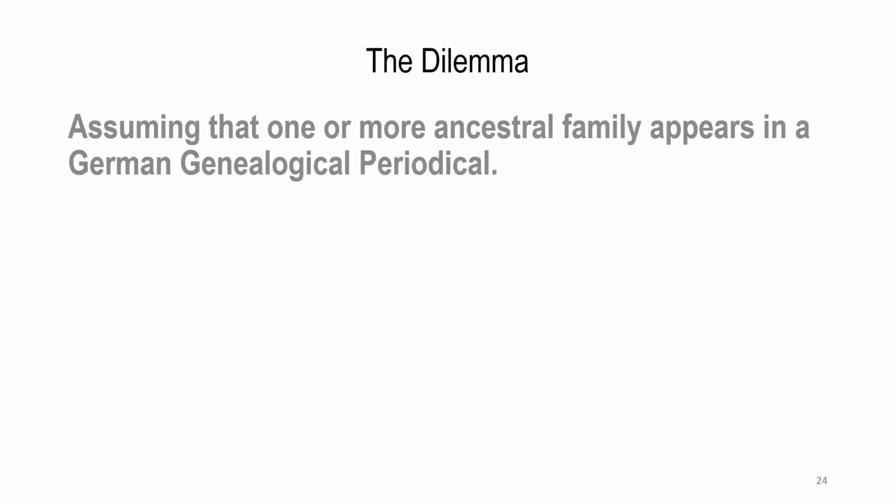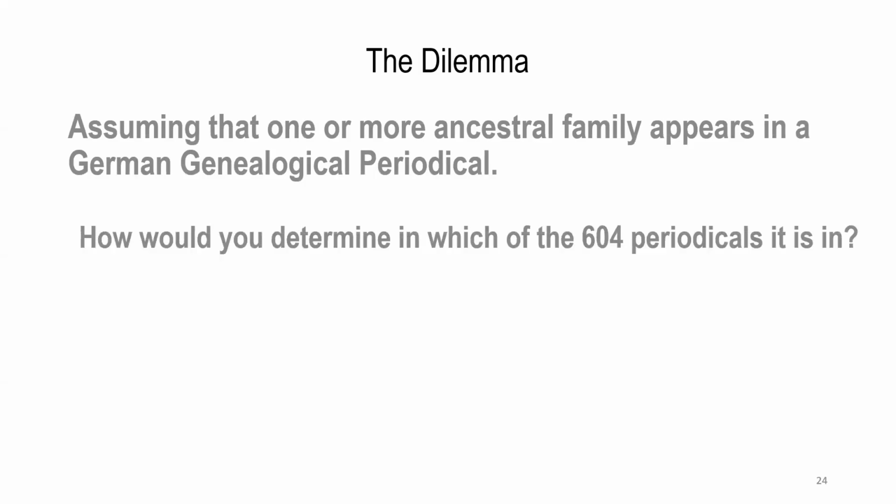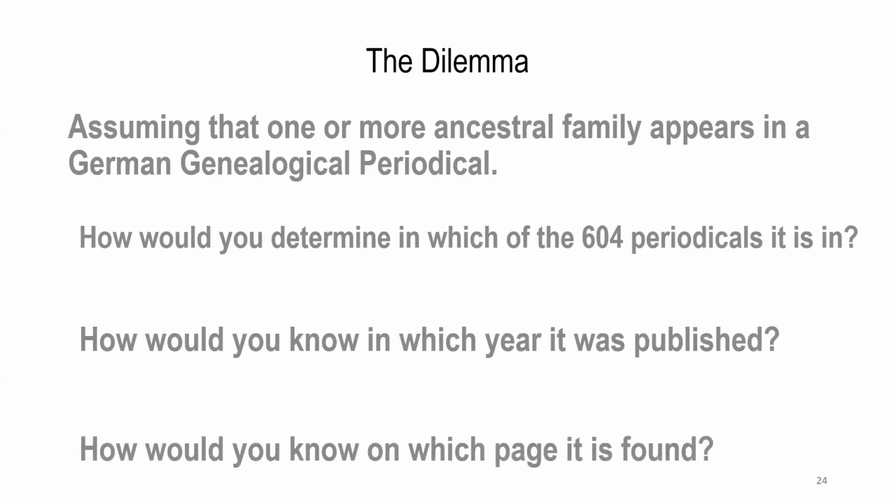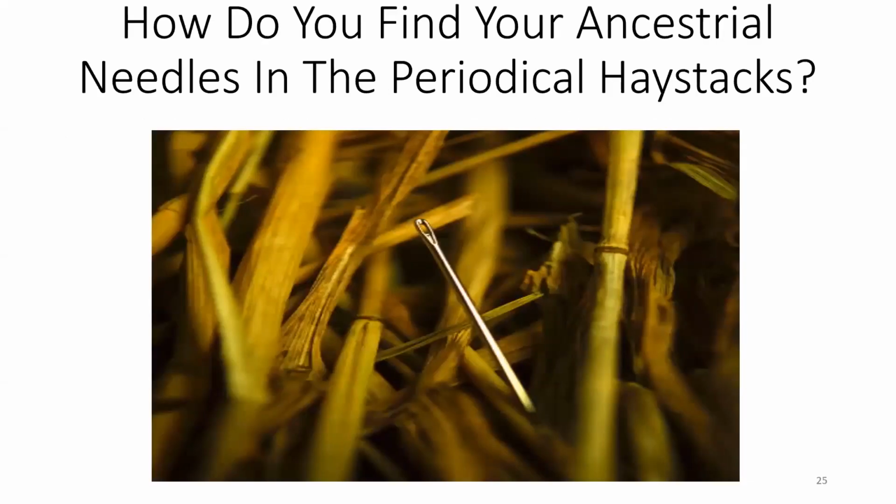Assuming that, the questions would be: how would you determine which of the 604 periodicals it is in? And how would you know in which year it is published? And how would you know on which page it was found? So the question is, how do you find your ancestral needles in the periodical haystacks?